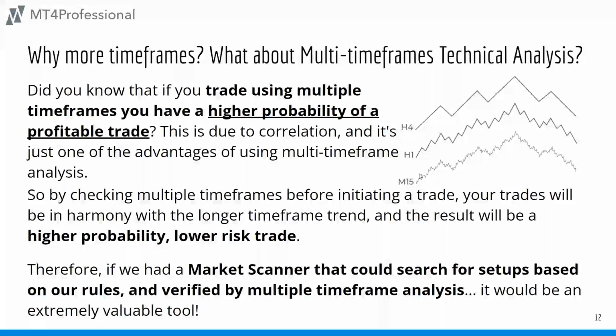So whenever you get in, you start to see it moving against you when the trend is longer, then you're not going to be worried about that, because you know that it's going to continue on and trend in that direction following the longer term trend. So if a market scanner could sit down and look for trades that are based upon this type of analysis, which puts you in front of higher probability and lower risk trades, then it would be an extremely valuable tool.